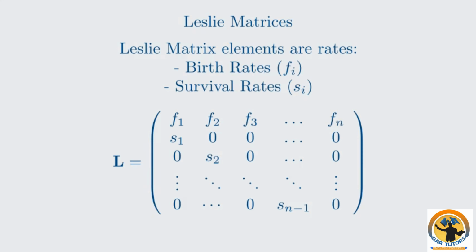This structure reflects the biological process. Individuals are born into the first age group, survive to the next, or die. The columns still represent the current age groups, and rows represent the next.